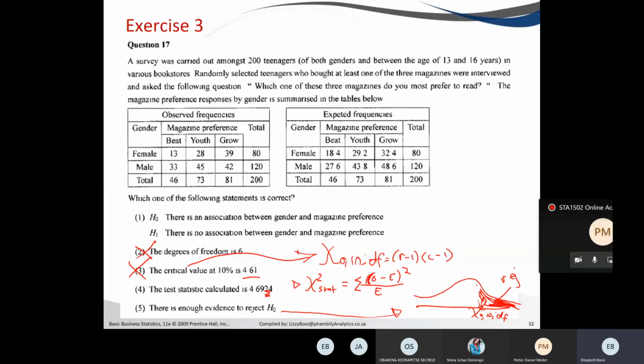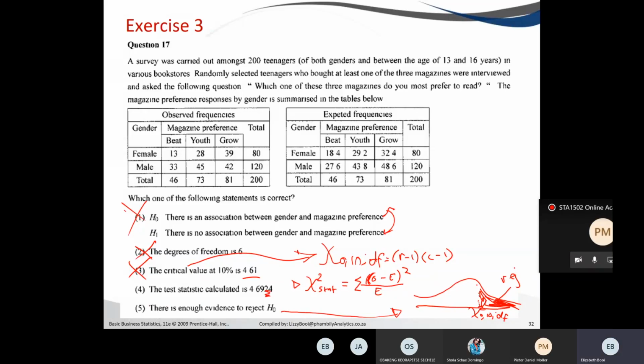And option number 2, there are no 6 degrees of freedom because there are 2 rows and 3 columns. So it is 1 multiplied by 2, which is 2, so that will be incorrect. And when they state the null hypothesis and alternative hypothesis, it should say there is no association with the null hypothesis, and the alternative should say there is an association. So they swap them around there.